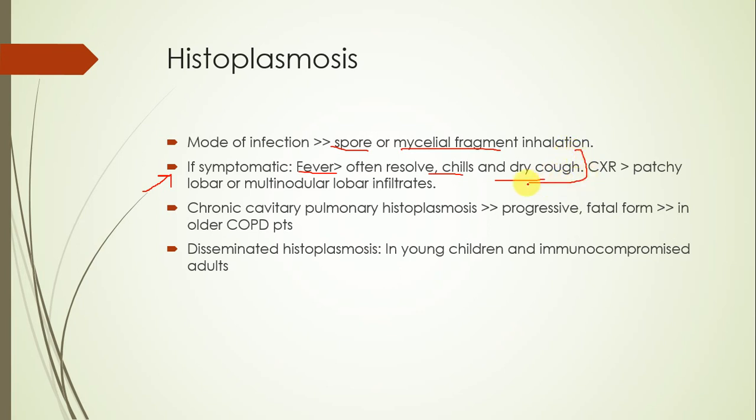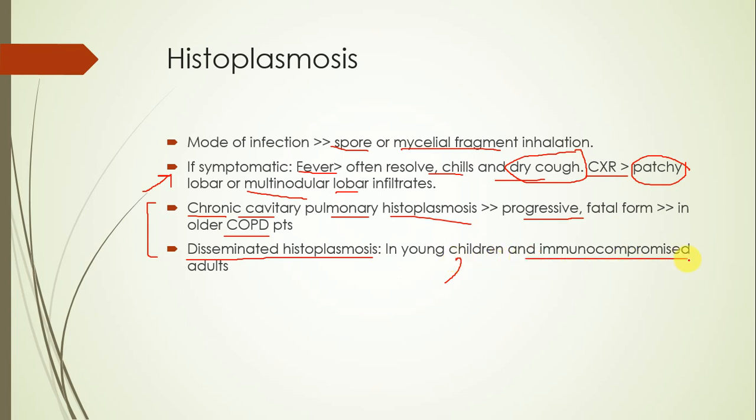Whenever a patient comes with cough, our rule is to do a chest x-ray, which in most cases is normal, but sometimes can show opacities which may be patchy or maybe multinodular lobar infiltrates. And the last 2 points are conditions which are very rare, which happen in patients with underlying disorders. So if someone has COPD, he or she might develop a situation known as chronic cavitary pulmonary histoplasmosis. So this is a very progressive and fatal form of the disease, and this occurs only in patients who have some obstructive disease. And the last one is the most severe form of histoplasmosis, only occurring in patients who are young or immunosuppressed. For example, if someone has AIDS, or if someone has DiGeorge syndrome, etc.